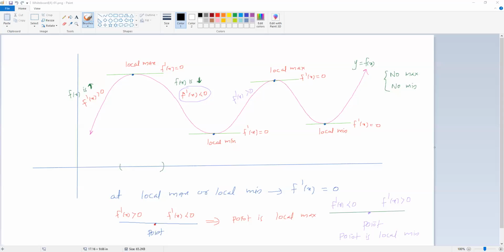Okay, in the last class, we were discussing this concept. Can you see my screen? It's one of the very important concepts.